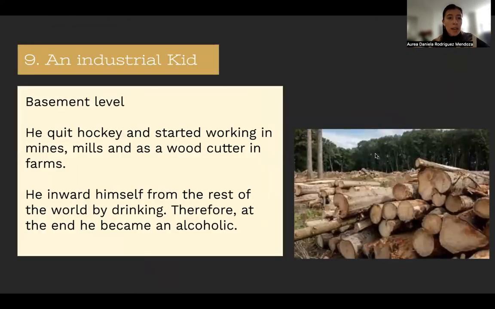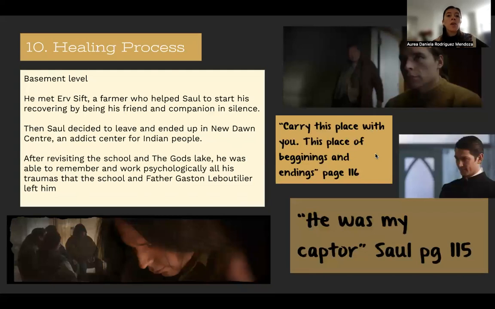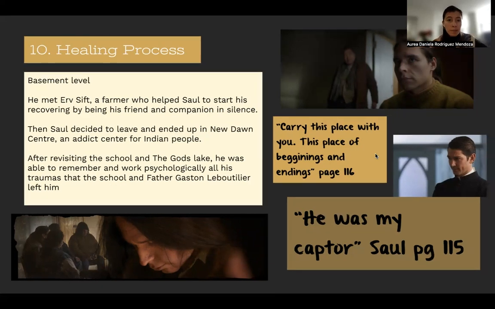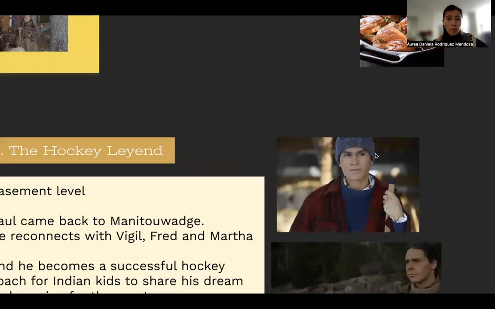Then section number 9 talks about how he started working, how he isolated himself from the rest of the world by drinking. Section number 10 talks about the healing process, how he started remembering things from the institute, and how he started experiencing trauma about what he suffered in that place. And section number 11 talks about how he started taking a new path in his life. He reconnects with people that he loves, and starts sharing the passion that he had for the sport.